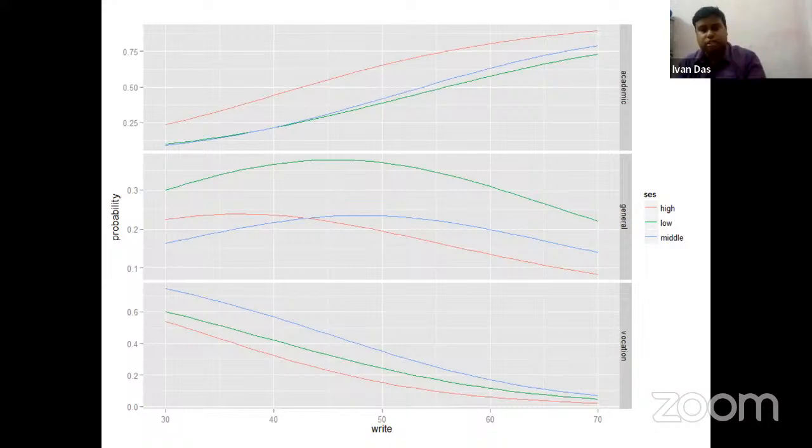So it is always the low people who are interested in this program, and an average trend is seen for the middle one. Let's come to number 3, how you can make an important decision from the vocation program. As the writing score increases, all of the classes just decrease.